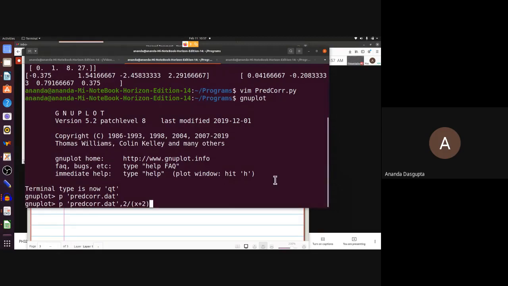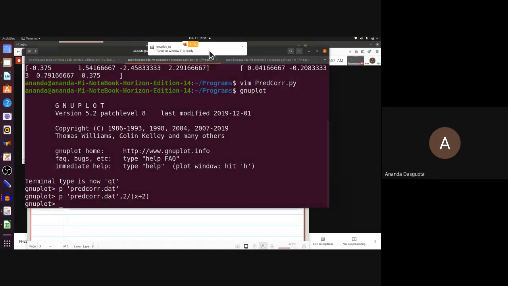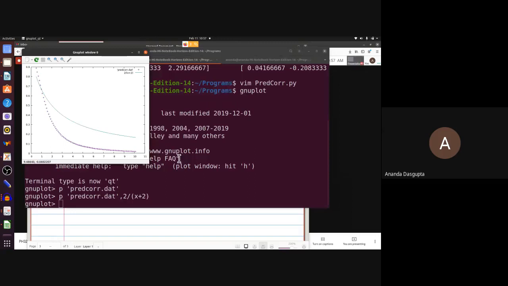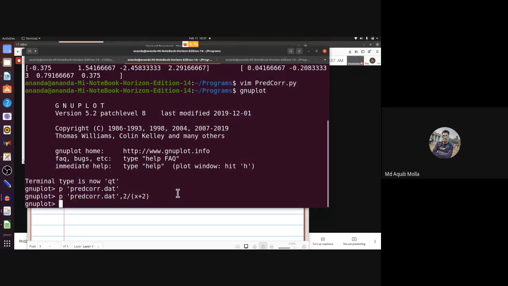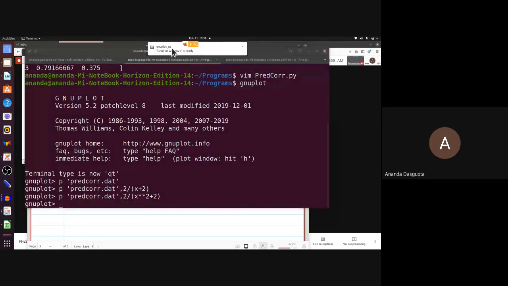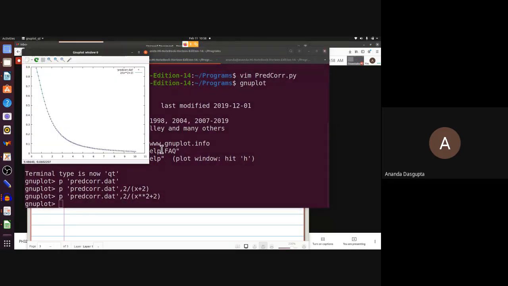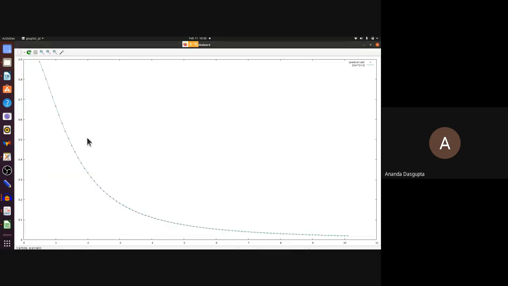So let's see. Is this any good? It's not. Why not? That should be x square plus 2. Oh, yeah, 2 by x square plus 2. Of course. Good. Thank you. Let's see. Yeah, looks pretty good. At least you can see the green line, cyan line, and the blue crosses, right? I hope.